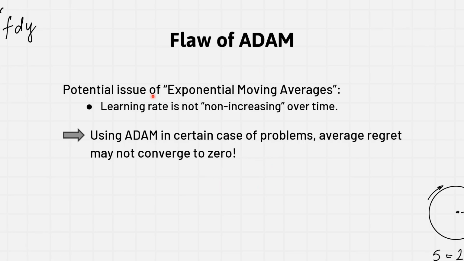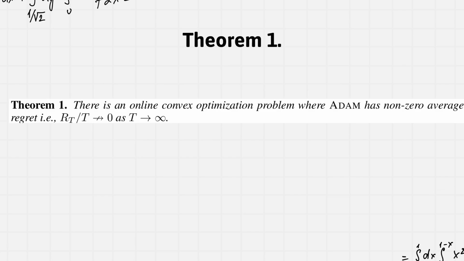The reason lies in the fact that algorithms using exponential moving averages tend to have the problem where the learning rate is non-increasing over time. Classic methods like stochastic gradient descent and AdaGrad do not have this issue. Therefore, in certain simple problems, using Adam may result in non-convergence of the average regret. Mathematically, this can be expressed as described in Theorem 1.